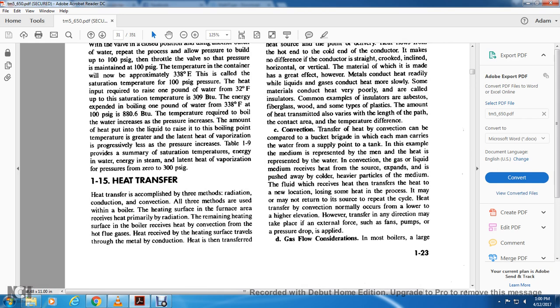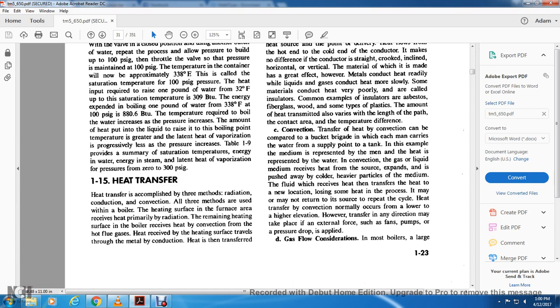Convection. Transfer of heat by convection can be compared with a bucket brigade, in which each man carries water from the supply point to the tank. In the example, the medium is represented by the man, and the heat is represented by the water. In convection, gas and liquid mediums receive heat from the source, expand, and are pushed away by the colder, heavier particles of the medium.